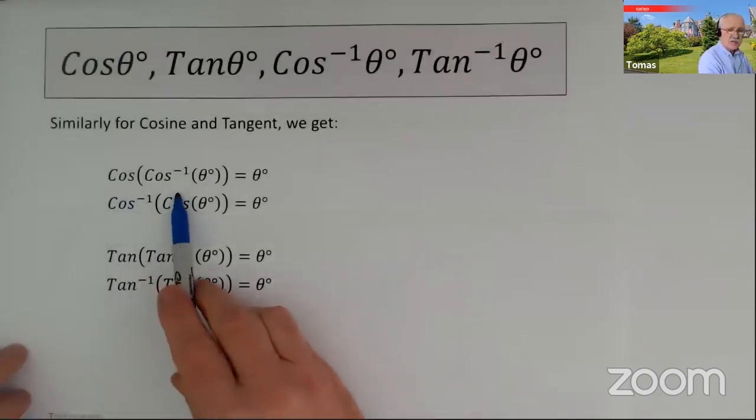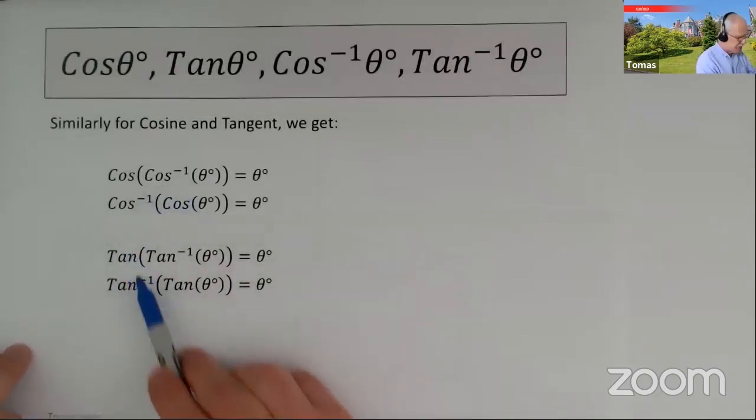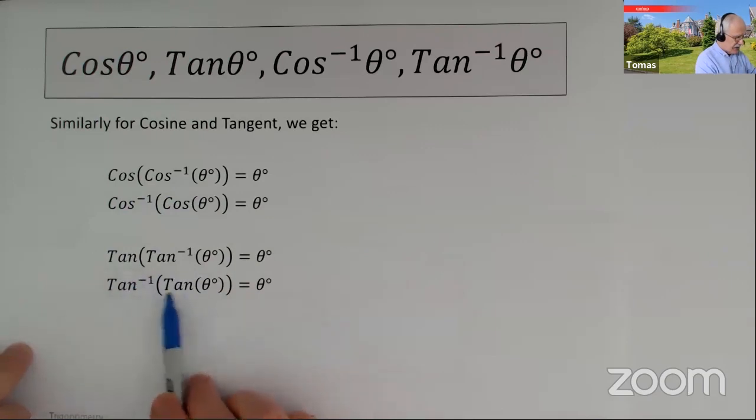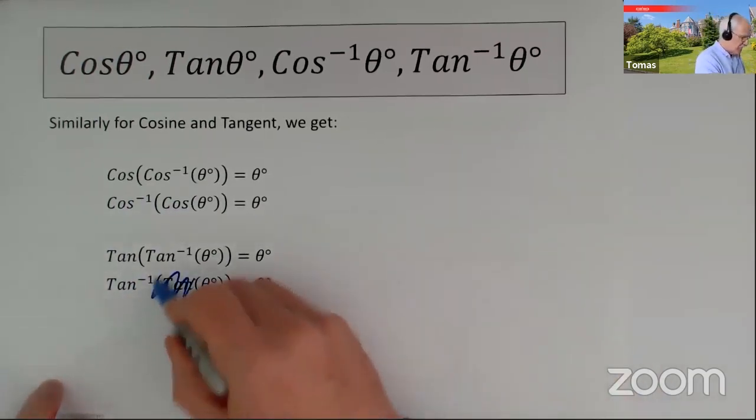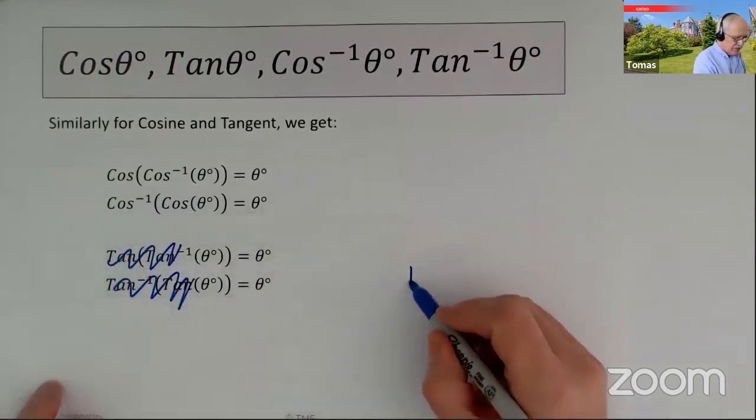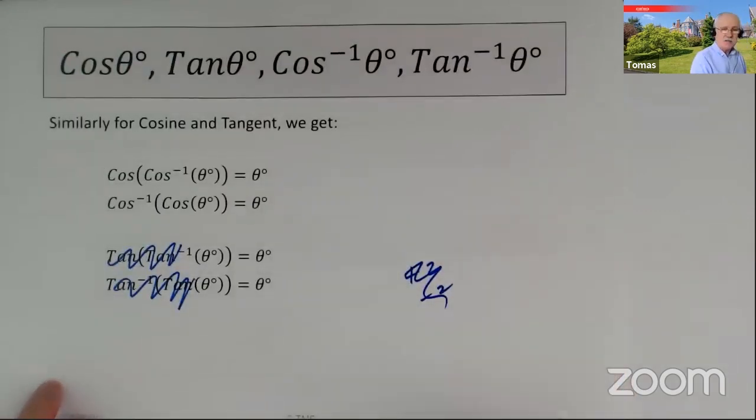The same goes for cos. You can get rid of an inverse cos with a cos, or get rid of an inverse tan with a tan, or get rid of a tan with an inverse tan. They all sort of get rid of themselves. It's like if you add 2 and subtract 2, they cancel. If you multiply by 2 and divide by 2, they cancel. If you have a cos and an inverse cos, they cancel.